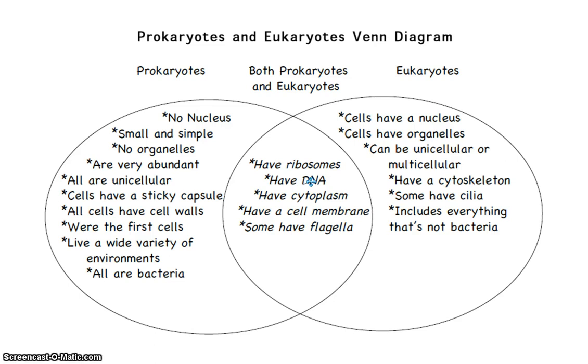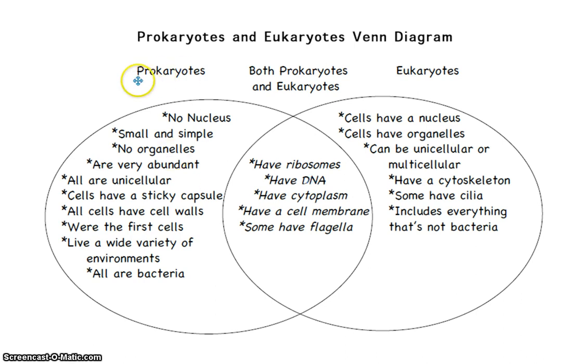They both have cytoplasm. They both have a cell membrane, which is so important that we're going to do a specific unit just on the cell membrane, so that controls movement in and out and how it's selectively permeable. And some of both of them, they don't have to, but some can have flagella for movement.